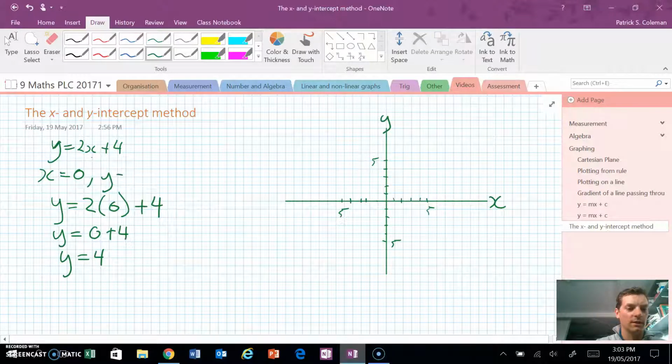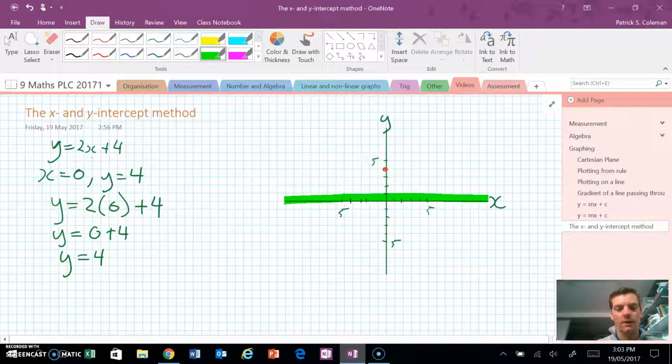So we can plug that in. So let's plot that point as a starting point. X is equal to 0, y is equal to 4, and that's just right there. Now we've found the y-intercept, so we're now going to find the x-intercept. Now to do that, we're going to say that y is equal to 0. So when y is equal to 0, it must cross here somewhere. Okay, it must cross the x-axis.